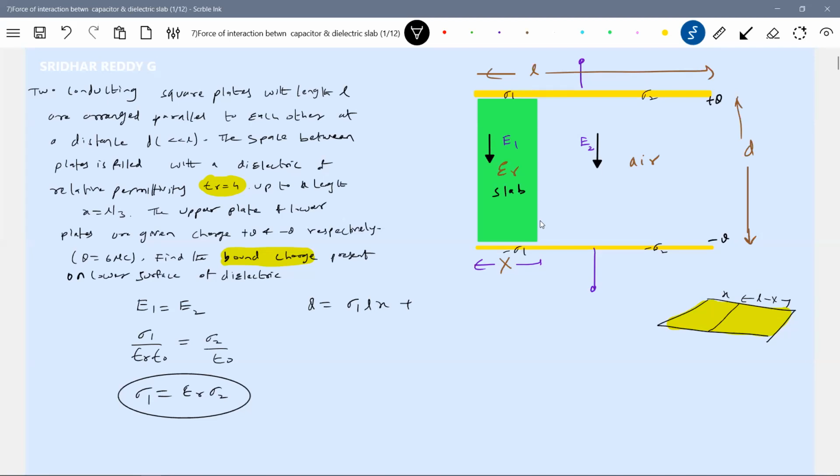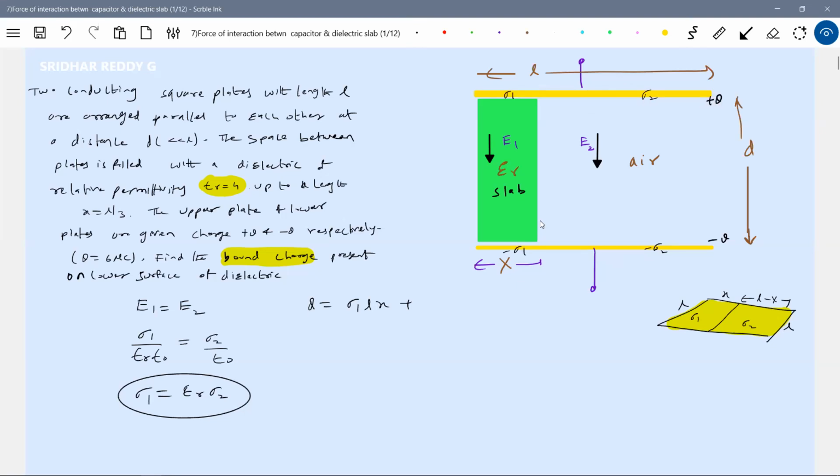How much charge is present in this region? So this will be sigma 1, here sigma 2. Hope you are able to understand what I mean to say. The total charge on this plate should be equal to Q, and this is L. So the total charge on the plate, I'm talking about the upper plate here, is equal to Q.